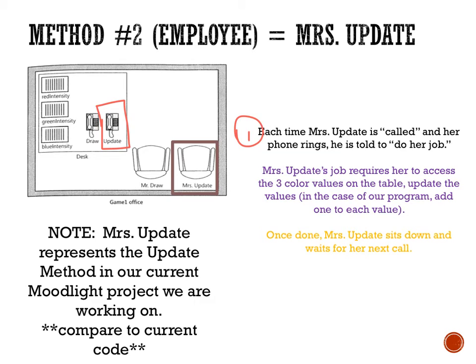Update goes into her code, or goes into her instructions essentially, and she has to access the 3 colors on the table and update the values by 1. So her job consists of increasing the red intensity, blue intensity, and green intensity every single time she is called. She walks over to the table and changes them by 1. And then once she's done, she sits down and she waits for her next call. But her job simply consists of increasing red, green, and blue every time she is called.